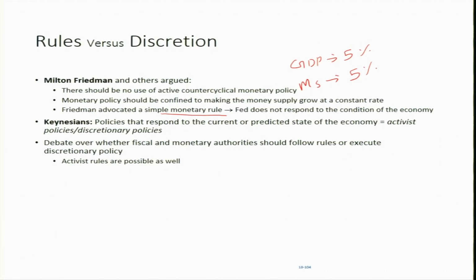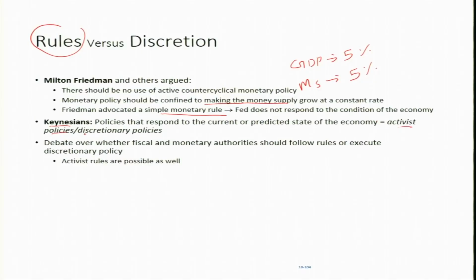In contrast to this, they are actually suggesting that the money supply should be confined to growing at a constant rate, not responding to recession and boom. Milton Friedman is supporting a rule base. But Keynesians suggest that monetary and fiscal policy mainly support a short run policy to revive the economy. They suggest using it as an activist policy or discretionary policy.